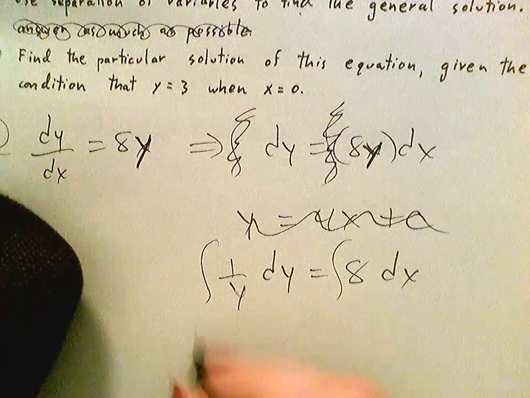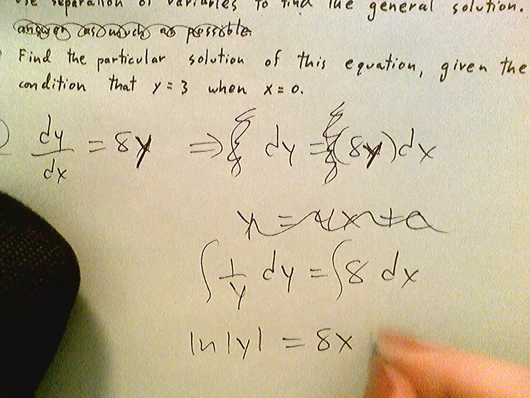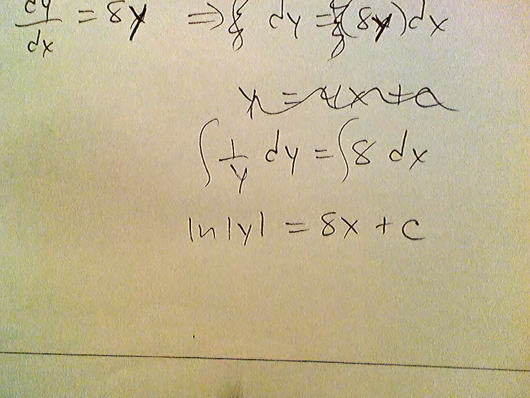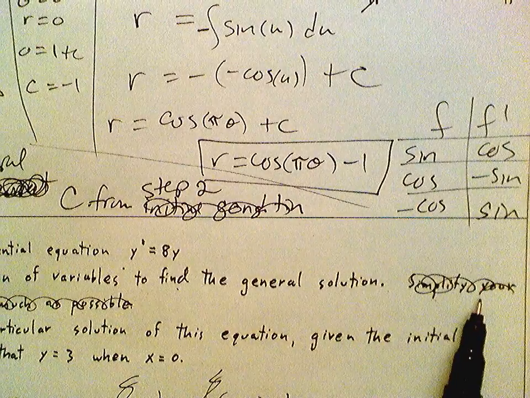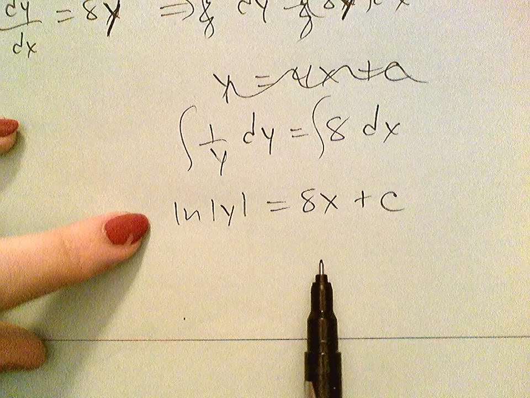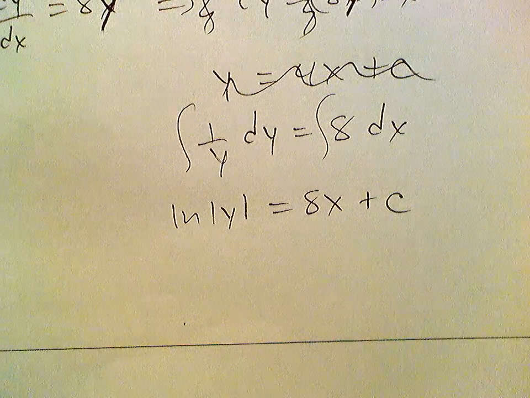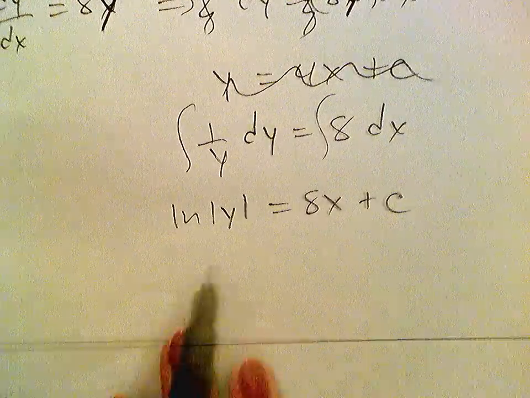So this is the natural log of the absolute value of y equals 8x plus c. This is the general solution. It's not really simplified. The directions that we crossed out would mean to solve for y. You'll have to put a base of e on either side, and it gets a little bit complicated, so we'll talk about that some other time. But this is the general solution, one form of it anyway.